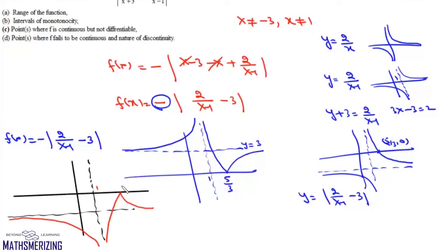this graph. This point is 1. This is 5 by 3, and also x cannot take the value minus 3. So at minus 3, there is a missing point here. So this is the graph of this given function.